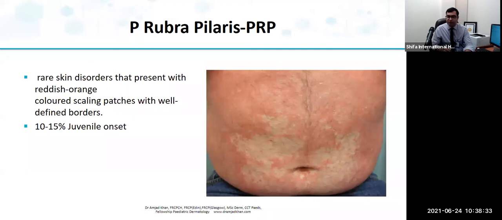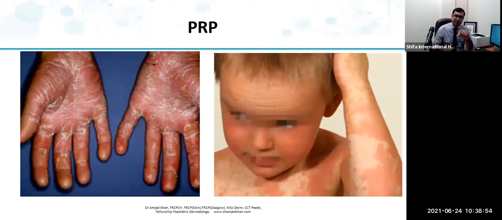PRP, or Pityriasis rubra pilaris. I've seen at least a few dozen cases being mixed up with eczema. If it's very much orangey red with some sparing of some parts of the body, do consider this. It's rather uncommon, but can present to you. With this, always ask.